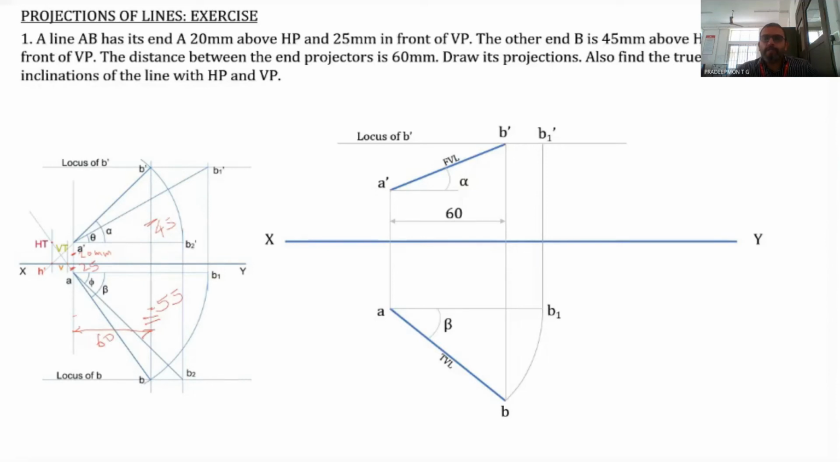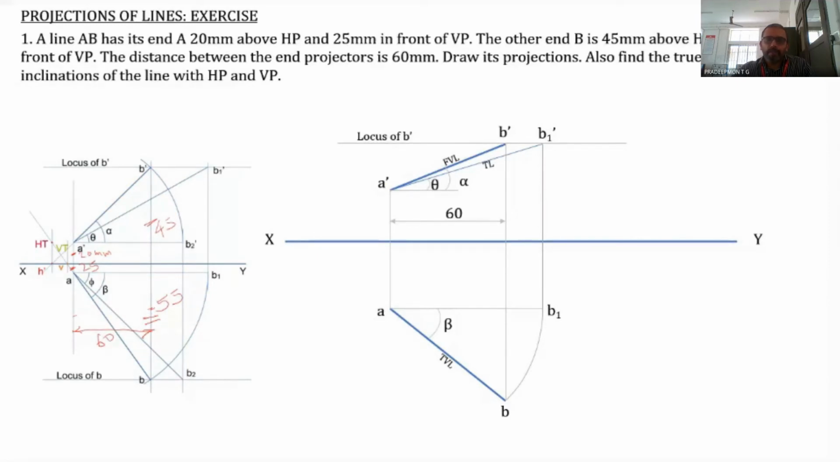Now join A dash with B1 dash. The length A dash B1 dash will be the true length, and the inclination of A dash B1 dash with the XY line will give you the true inclination with the HP, that is theta. This is the true length and this angle is theta. So this is how you can do it.